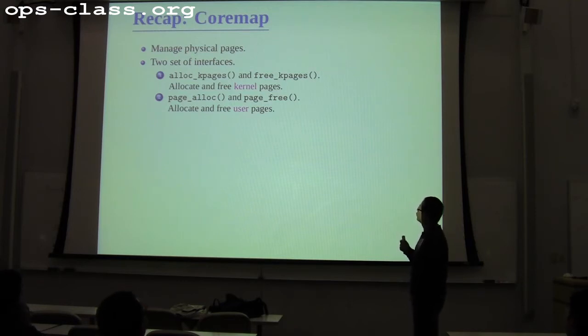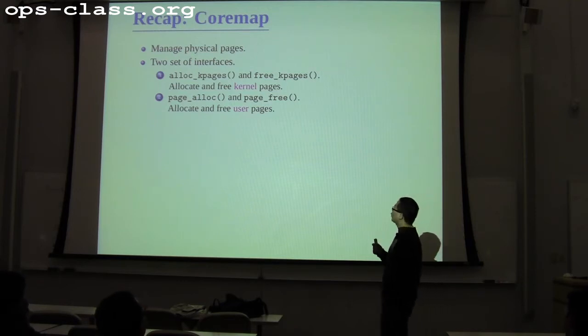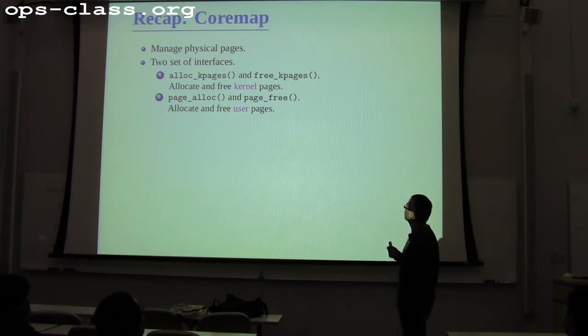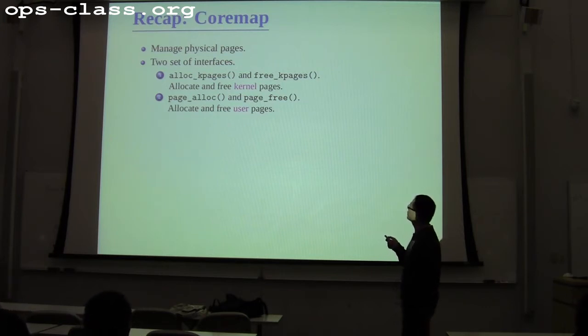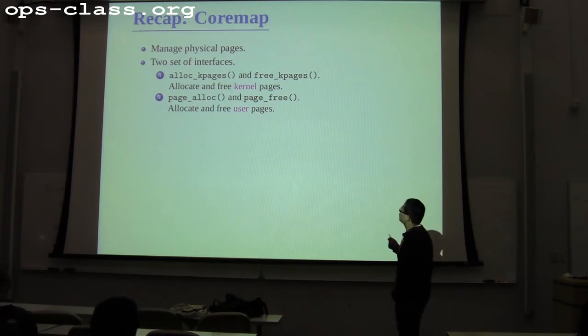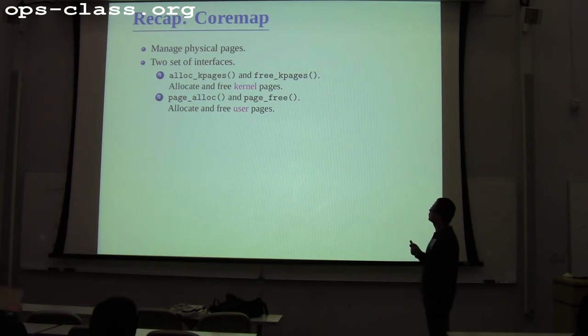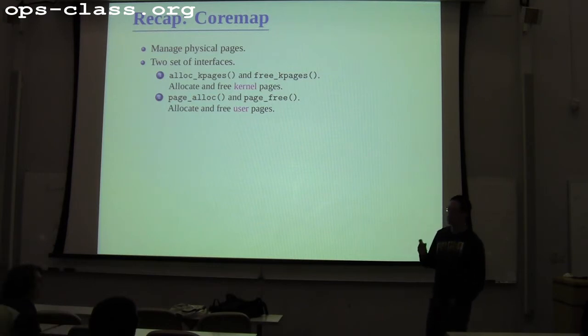The first set is for the kernel. We have alloc_kpages and free_kpages. Here the K stands for kernel, and alloc_kpages allocates a number of pages. The number of pages is actually passed in as the argument, right? So it's responsible for allocating and freeing kernel pages. And this is for the first stage, which is the coremap stage, right?